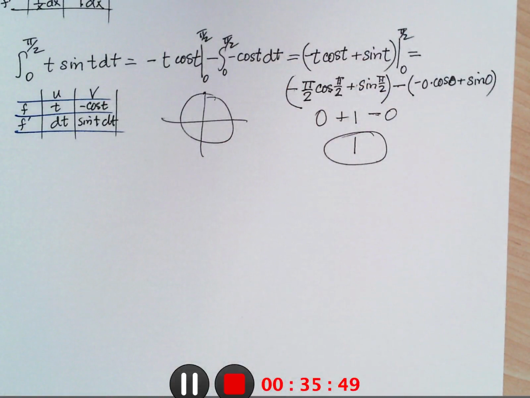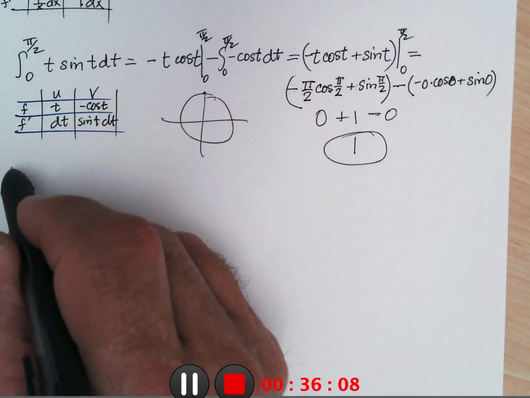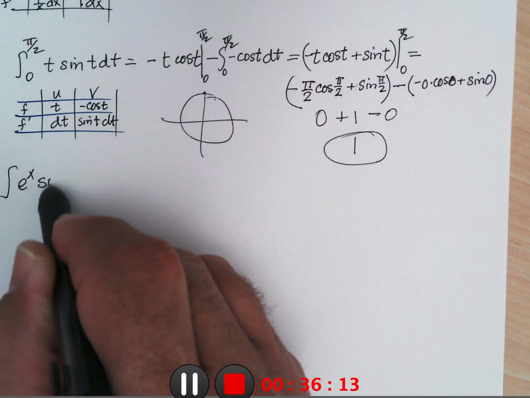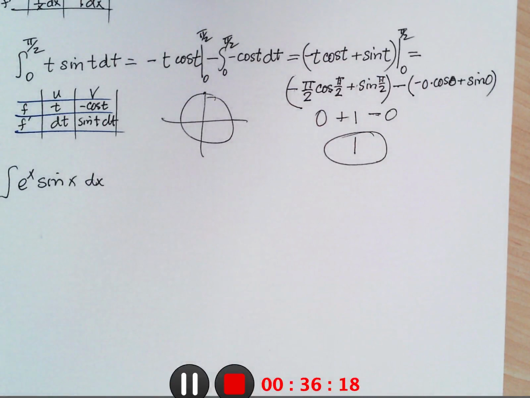Okay. One more. Maybe two more. Okay, we're all right. So one more. And this is the integral of e to the x sine x dx. Now, how are we going to get this one to work? Well, we'll try integration by parts.